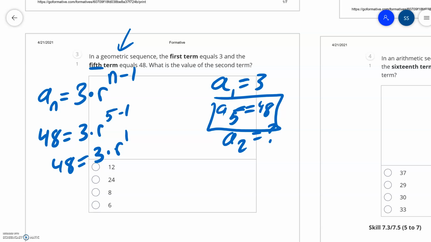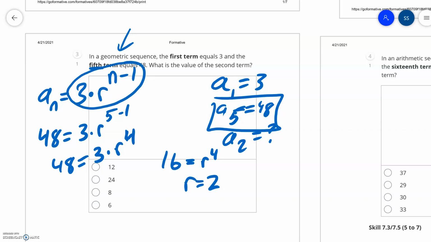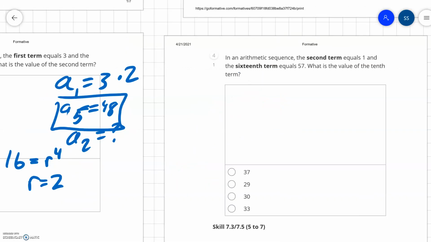But we can still answer it the same way. It just wouldn't be as nice a number. So anyway, going along with this would be 48 equal to 3 times r to the 4th, divided by 3. So now I have to solve for what number times itself 4 times gives you 16. Well, r is equal to 2. Now that I know what I'm multiplying by, it's pretty easy to find the second term. You can plug it back into this formula or just recognize that's just 3 times 2. Since 3 is your first term, 6 is going to be your answer.